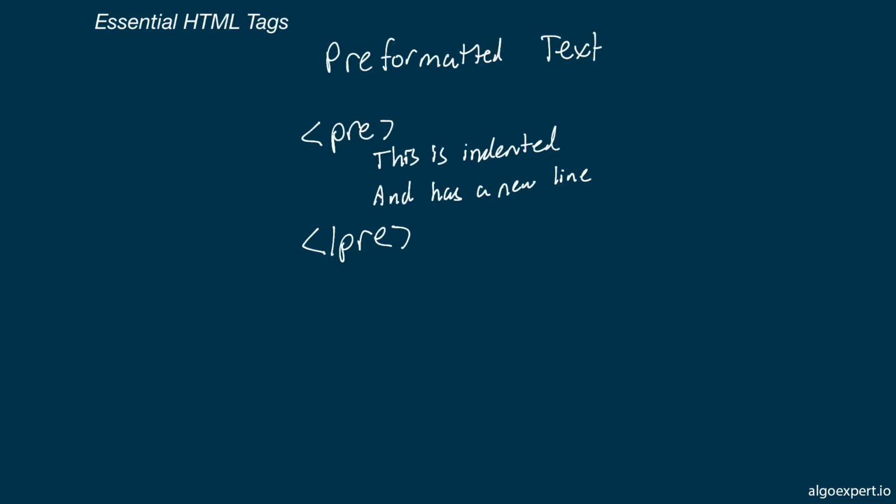Next, we have the pre-formatted text, or pre tag, PRE, and what we use this for is maintaining whitespace. If you remember from the HTML basics video, whitespace is largely ignored in HTML, meaning that it's collapsed down into a single space. Well, sometimes we do want to preserve the whitespace in our text for whatever reason, and we can use the pre-formatted text for this. So in this example, the "this is indented and has a new line" text would show up exactly like that. It would be indented, and it would have a new line in the middle of it.